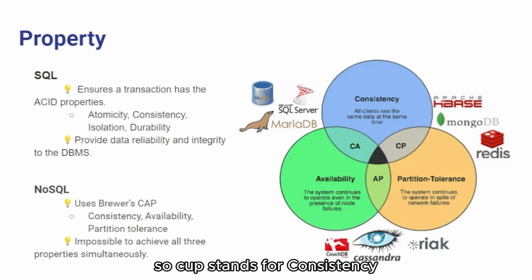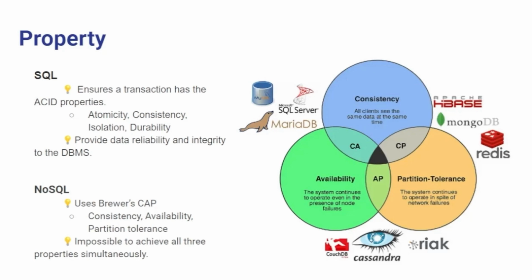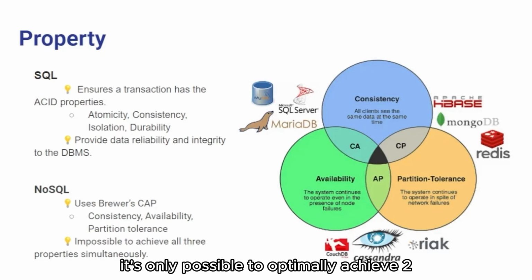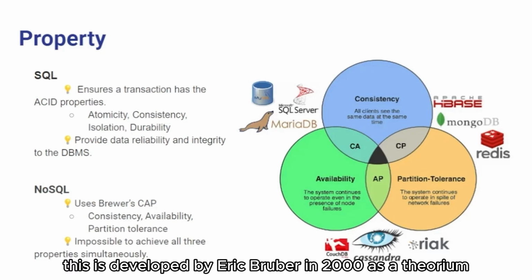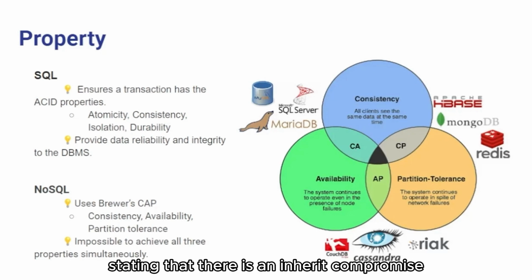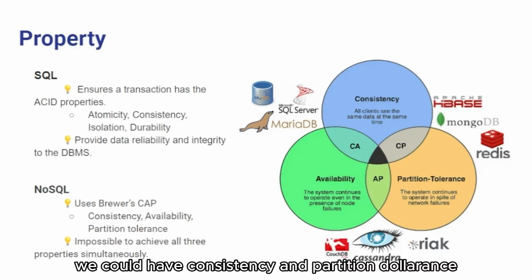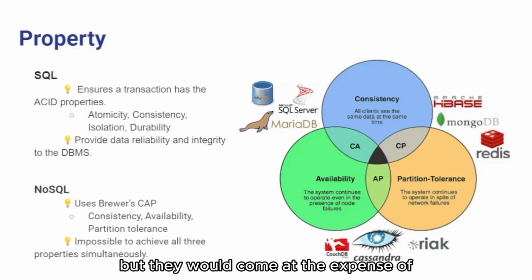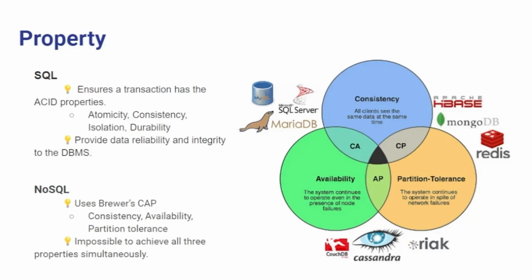So CAP stands for consistency, availability, and partition tolerance. The theory states that within distributed data stores, it's only possible to optimally achieve 2 out of 3 of these characteristics. This was developed by Eric Brewer in 2000 as a theorem stating that there's an inherent compromise between these 3 factors in distributed database systems. For example, we could have consistency and partition tolerance, but they would come at the expense of availability in your database management system.